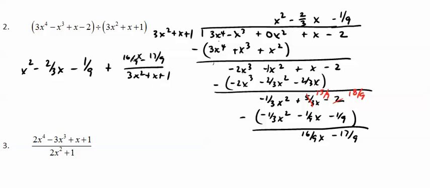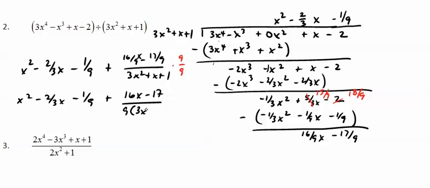Now this is a little messy to have this complex fraction, so you probably want to multiply through by 9. So x squared minus 2/3 x minus 1/9. Now remember, I want to multiply top and bottom by 9 to get rid of the complex fraction. So I have plus 16x minus 17 over 9 times 3x squared plus x plus 1. And that would be my final answer.